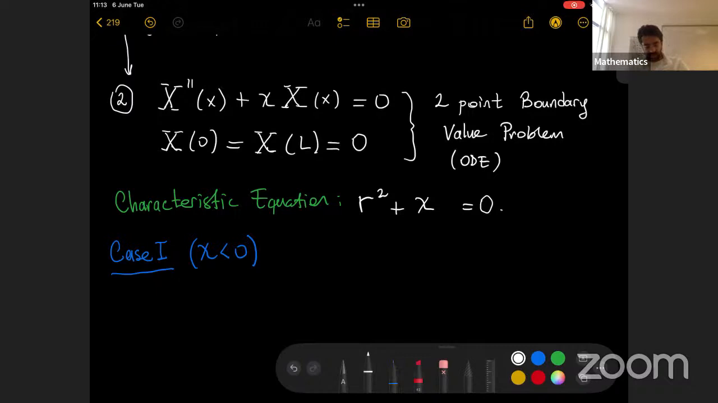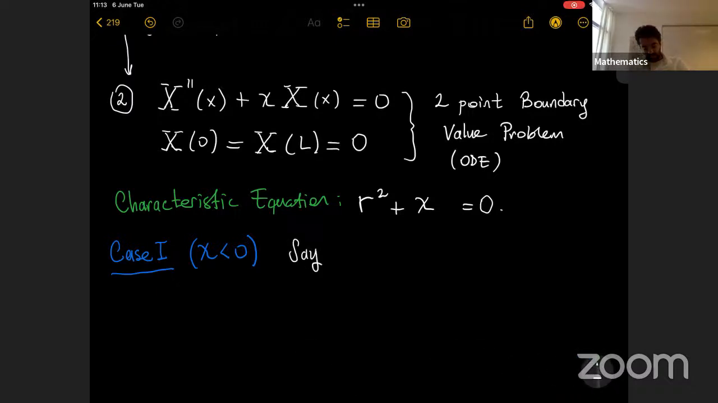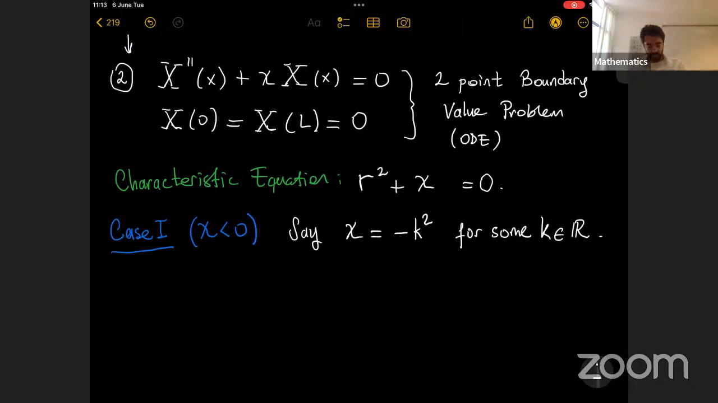For simplicity, lambda is a negative number, so you can write any negative number like this: minus k squared, because for any k, k squared is positive, so minus k squared will be negative, for some real k. In that case, what is the solution of 2?